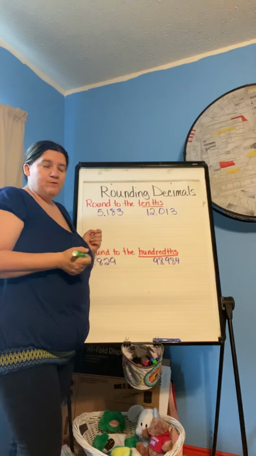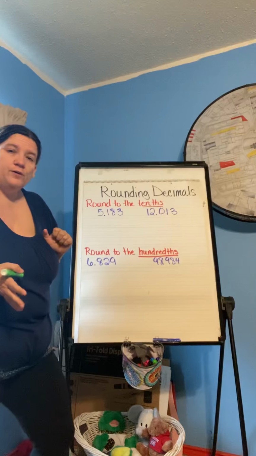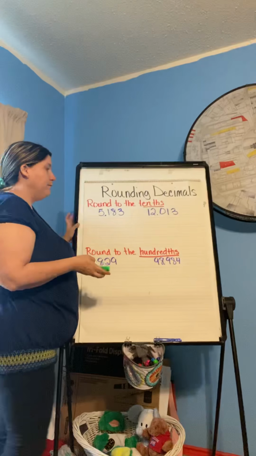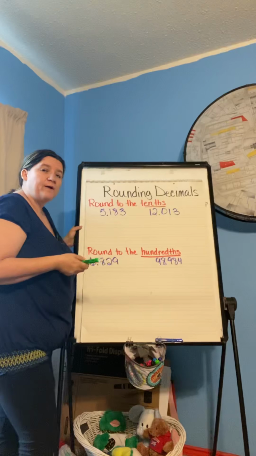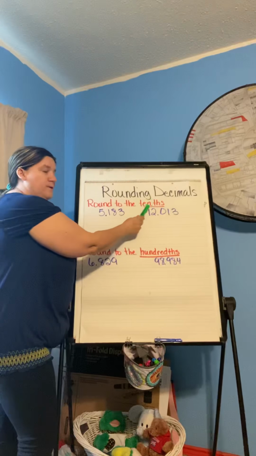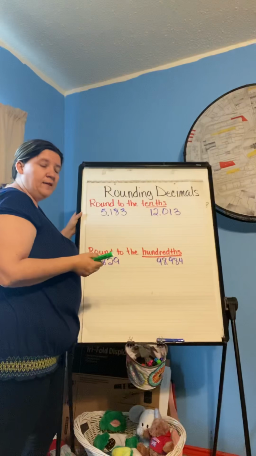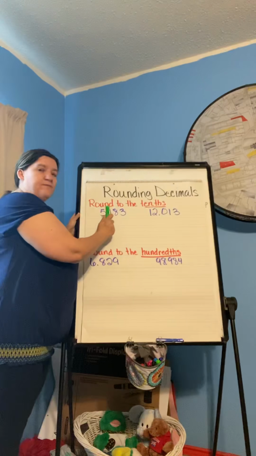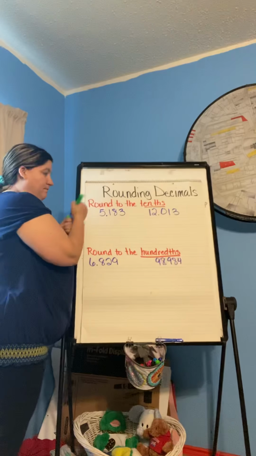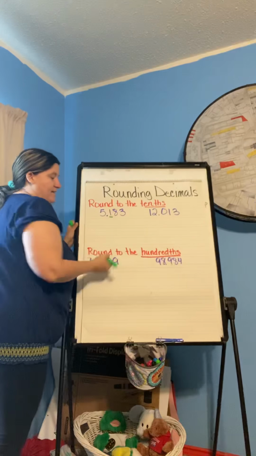It's rounding decimals. So just a quick little overview on how do we round decimals. Well, first thing we do, we have to figure out what place value we're rounding to. These two problems are rounding to the tenth, so I have to find the tenth place. I know the tenth place is the first decimal place, so I'm going to underline that.